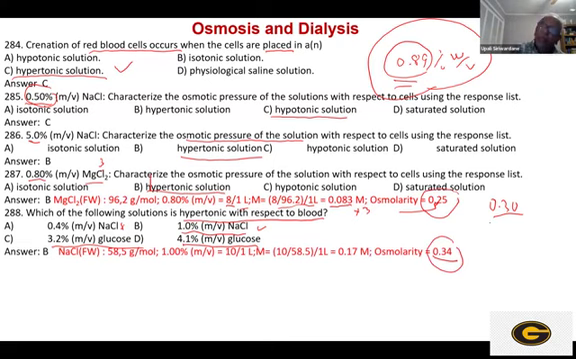0.3 is, 0.30 is the isotonic. This is high. This is why it becomes hypertonic.